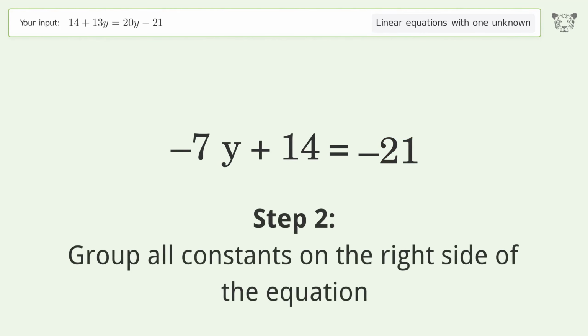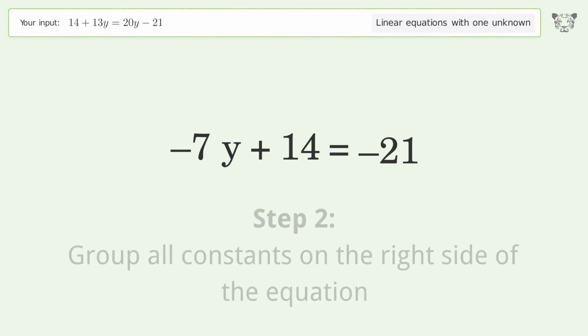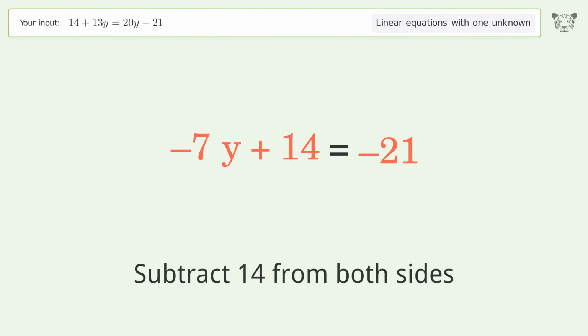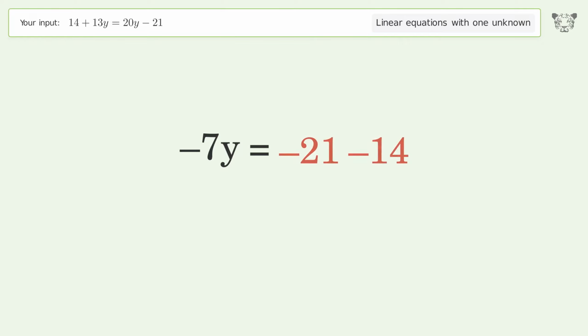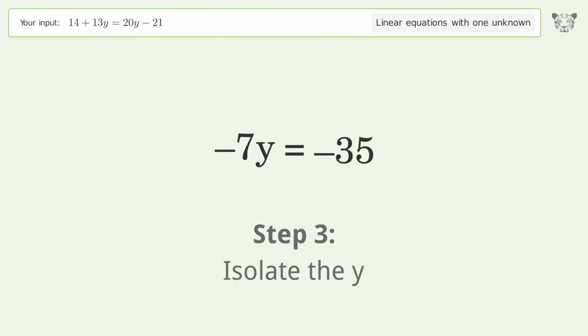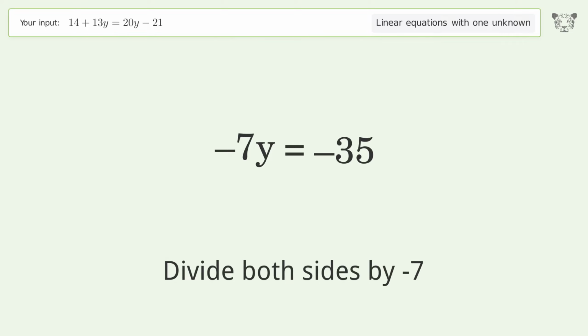Group all constants on the right side of the equation. Subtract 14 from both sides. Simplify the arithmetic. Isolate the y. Divide both sides by -7.